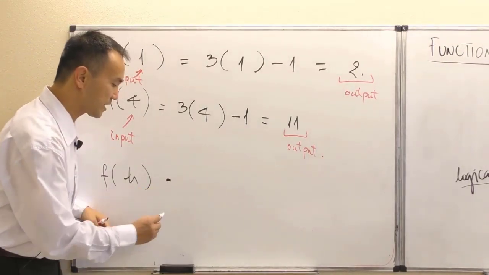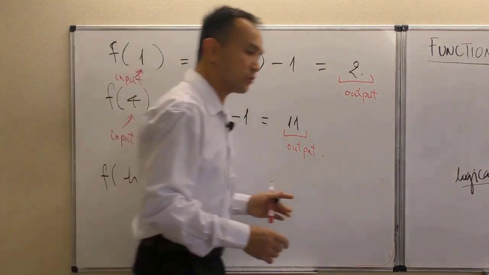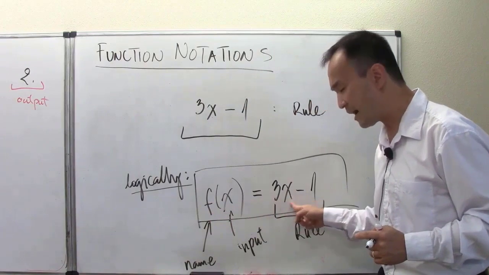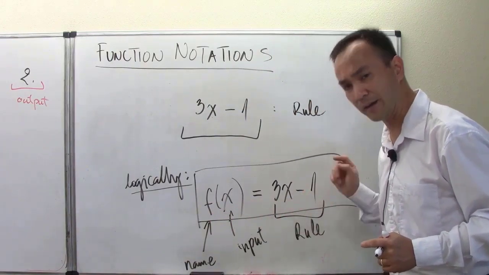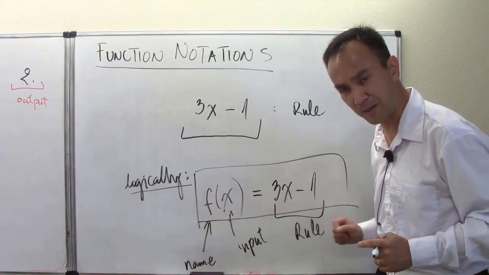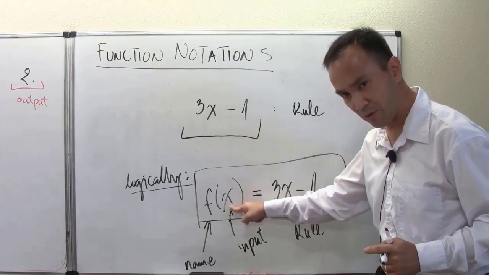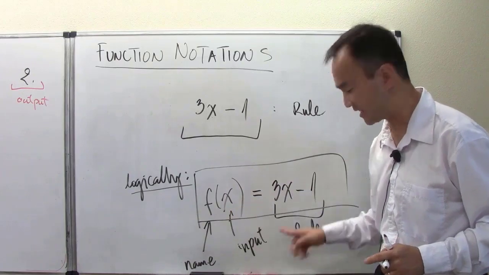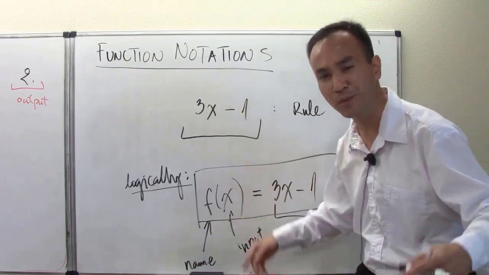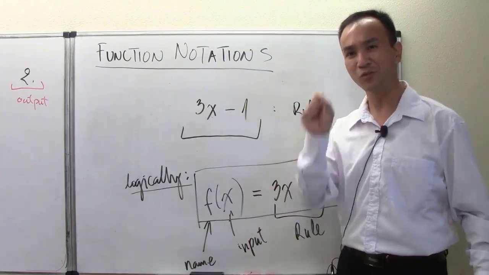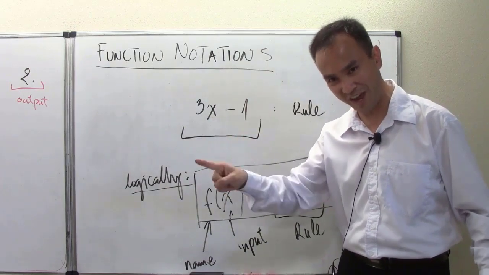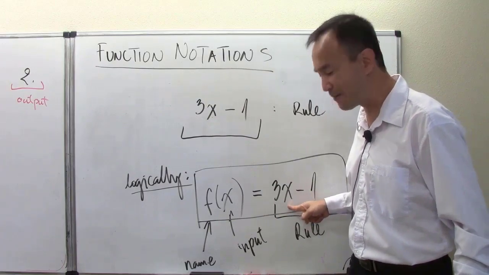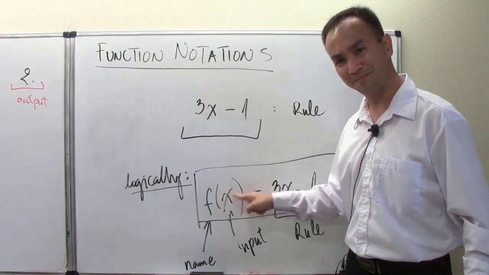So now what does it say? The rule for this function says 3 times the input minus 1. How do we know this is the input? Because the input is the x variable. Get used to the fact that you read the rule. The rule says 3 times the input minus 1. How do I know this is the input? Because of that indicator.